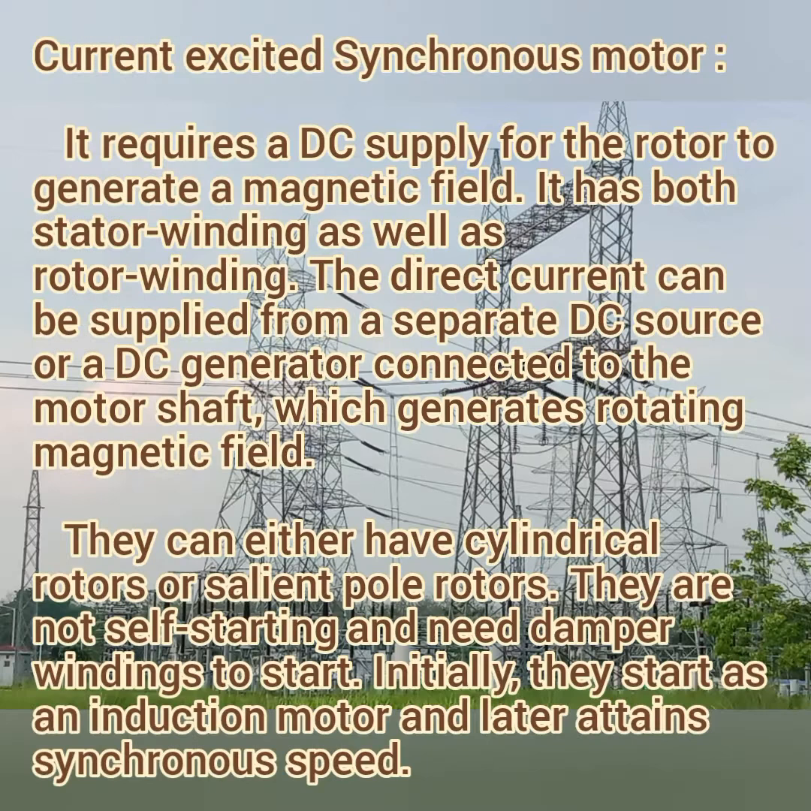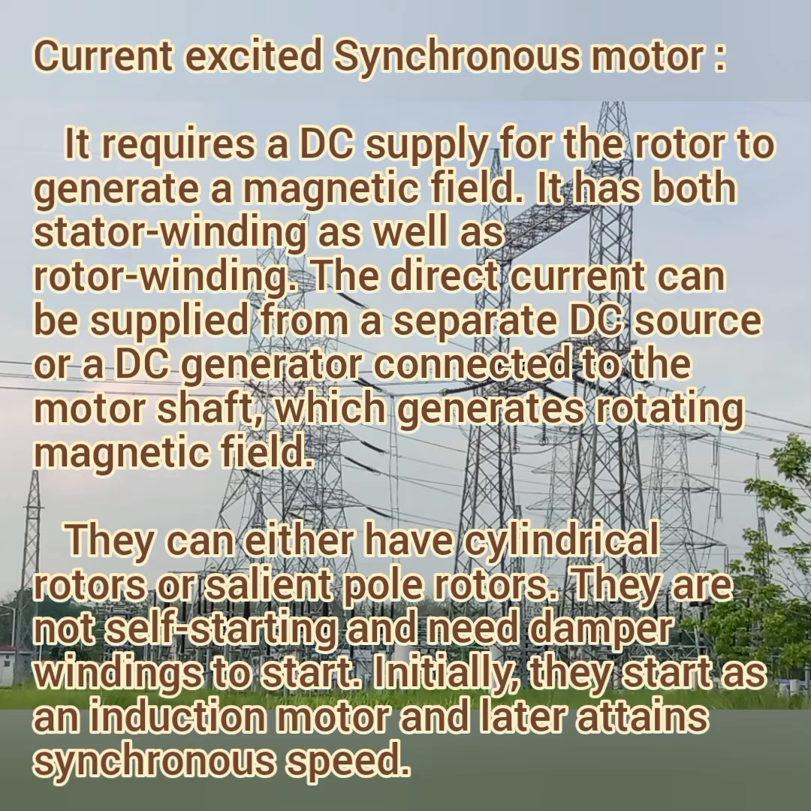Next, coming to the next topic, the current excited synchronous motor, which is another main type of synchronous motor. It requires a DC supply for the rotor to generate a magnetic field, and it has both a stator winding as well as a rotor winding. The direct current can be applied from a separate DC source or a DC generator connected to the motor shaft, which generates a rotating magnetic field. They can have either cylindrical rotors or salient pole rotors.